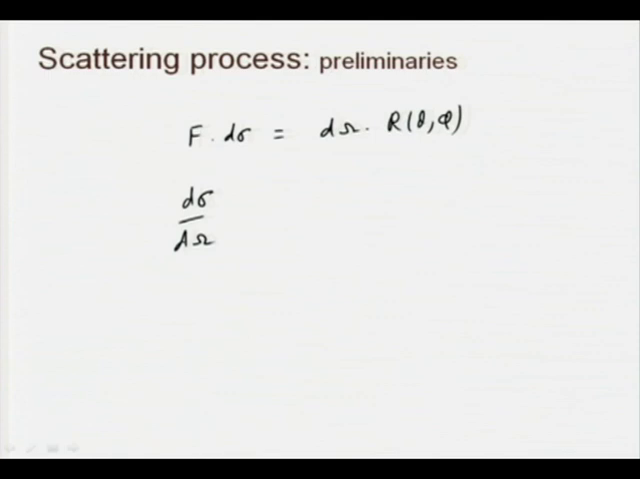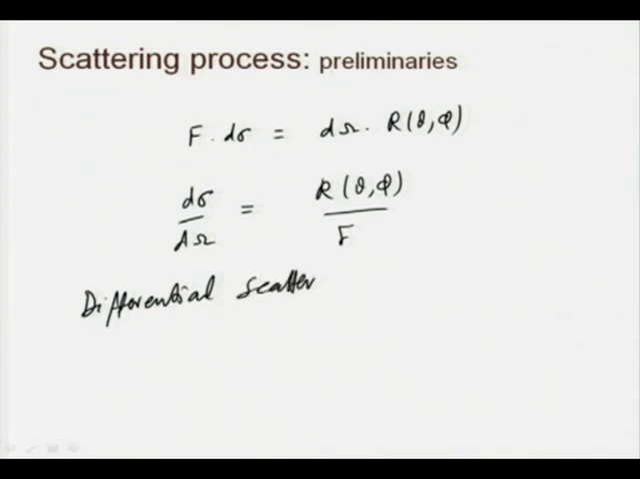or I can have a quantity d sigma over d omega as r theta phi over F, where F, remember, is the flux. This quantity is called the differential scattering cross section. Okay. Again, let us see what is the physical significance of this.